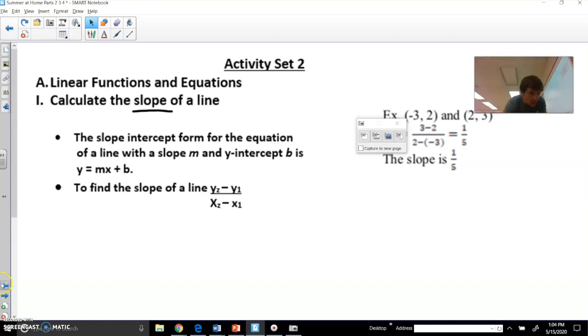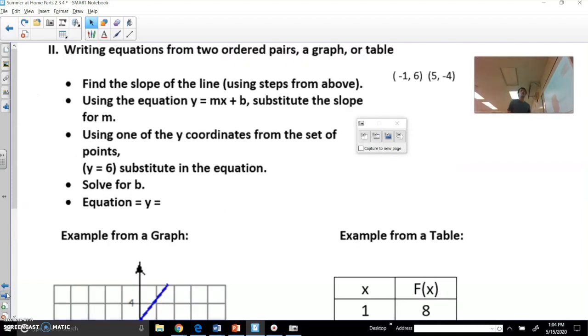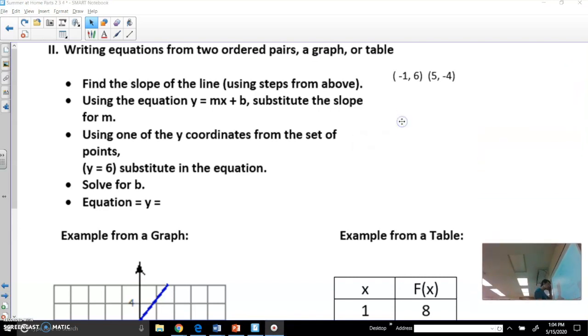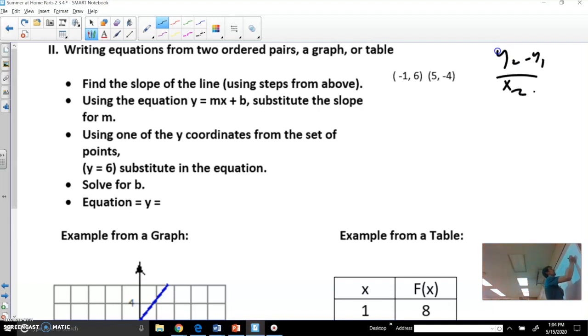A big part of Algebra 1 is being able to write equations from two ordered pairs, or if you're given a graph, or if you're given a table. Let's walk through a scenario where you would be doing those things. Let's say I'm asked to find the slope given 2 points. That's not too bad. We're going to be using the slope formula, and rise over run is connected when you talk about the graphing here. But we're basically saying, the second y minus the first y.